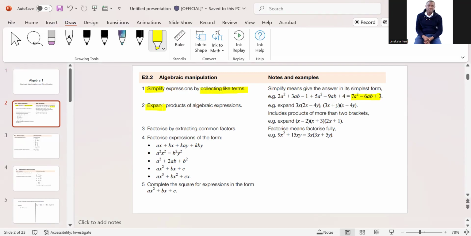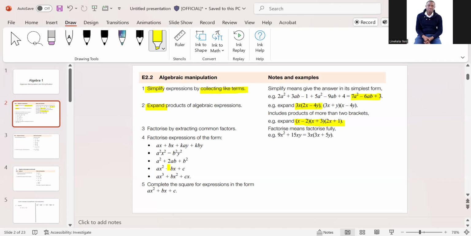Then as well, you must have the ability to expand products of algebraic expressions. By the word product, it means basically multiply. So if you have something in brackets, please try and remove the brackets, expand it out, then further simplify it. You might also be given problems with double or triple brackets. I've seen that triple brackets have been quite common in the recent papers written in May, June.